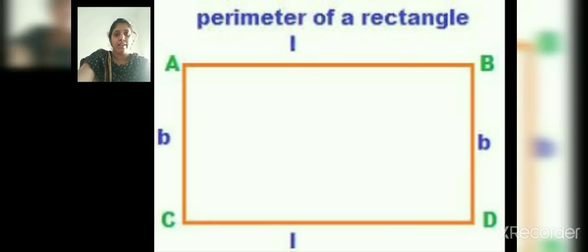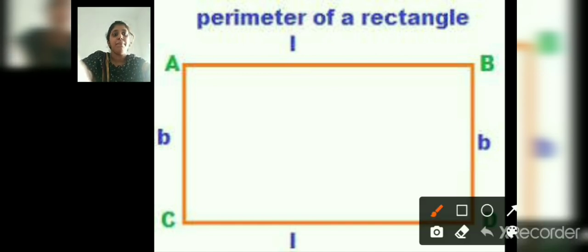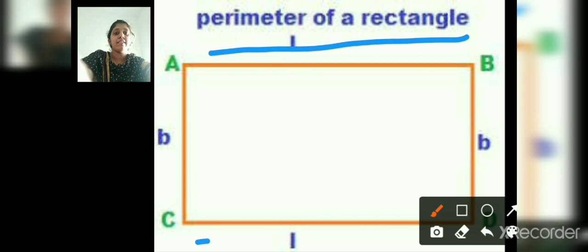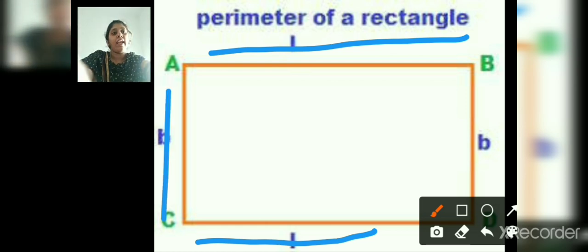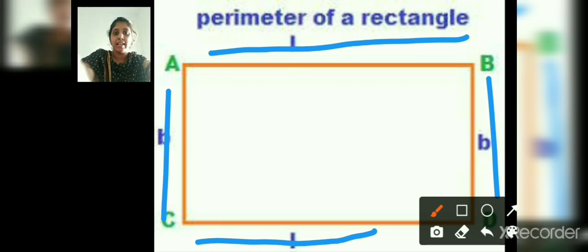Perimeter of a rectangle. Now we know in a rectangle the opposite sides are equal. Consider the rectangle ABCD. In this ABCD the opposite sides are equal, that is the side AB and the side CD are equal. The next set of equal sides are AC and BD. So AB and CD are the length, and AC and BD are the breadth.